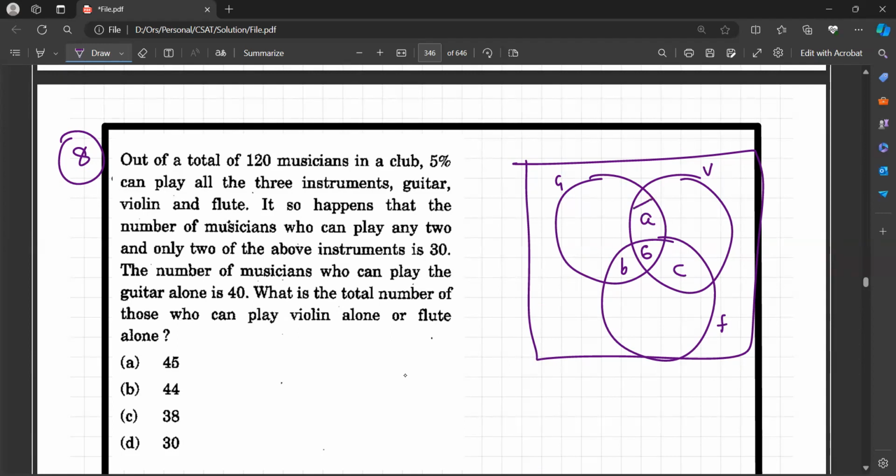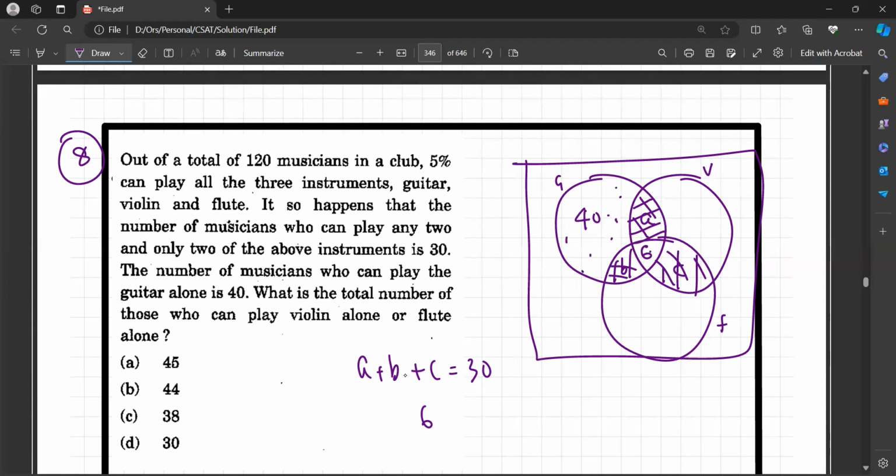This is the position where they play any two and only two. Why? Because if we include 6, then that becomes any two and 3. So A, B, C, this position represents any two but only two. So A plus B plus C is 30. This is 6. The number of musicians who can play the guitar alone is 40. So guitar alone is 40, this part.